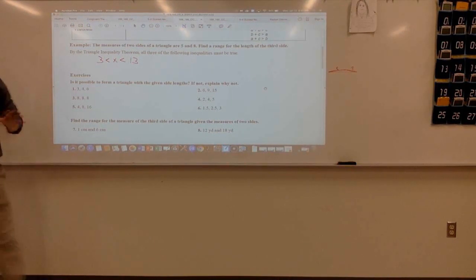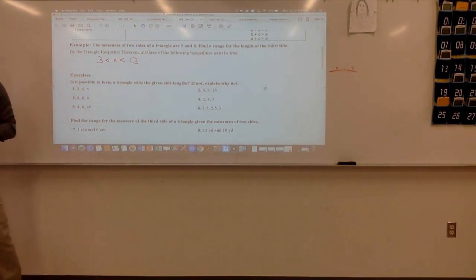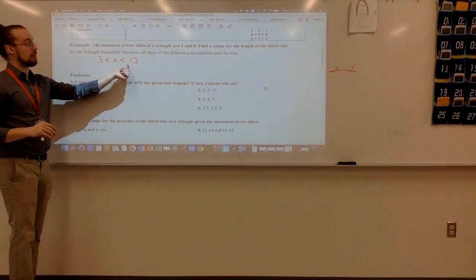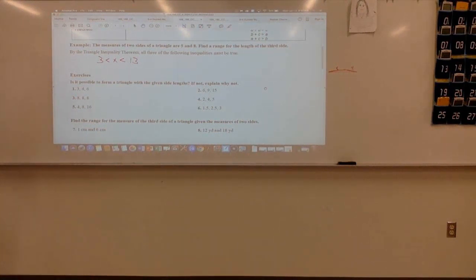So notice, we're saying x has to be bigger than 3. x can't equal 3. It has to be bigger than 3. And again, x can't equal 13. It has to be less than 13 for that third side. Questions on that idea?